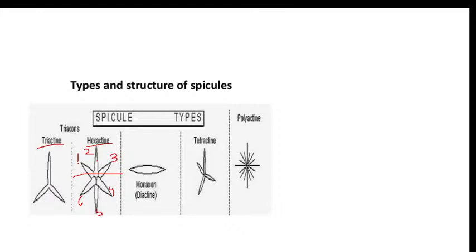Monaxon, that means they have only a single axis. The pointed edges lie only through a single axis. So it is called a monaxon spicule.